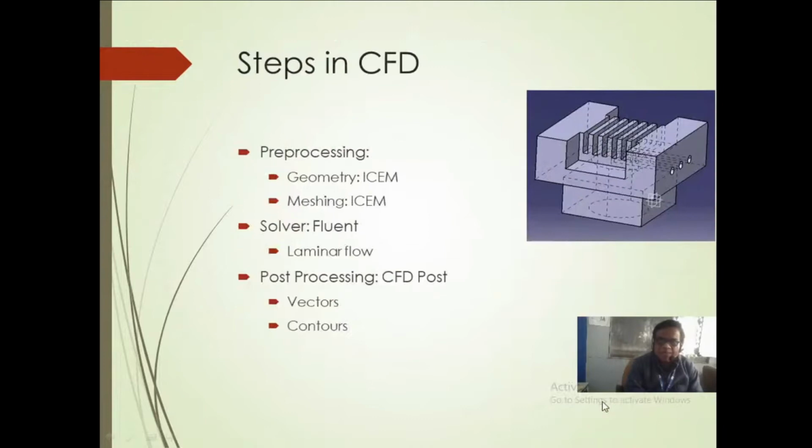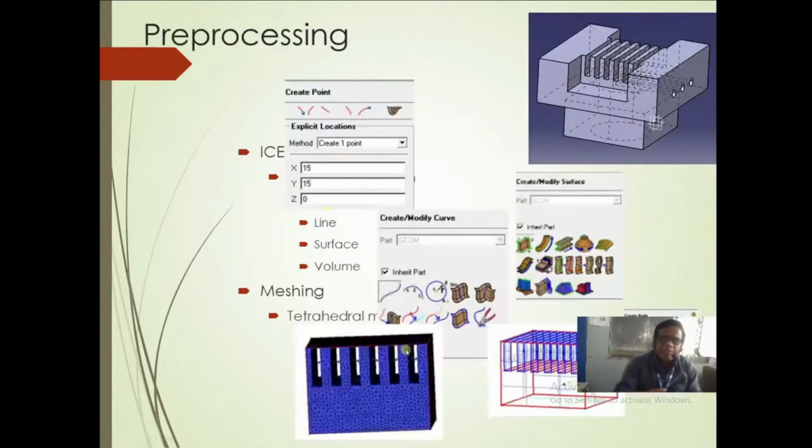Let's see. Again we need to carry out these 3 steps: pre-processing, geometry, meshing. So why am I repeating? Because once you finish this lecture, at least you should know that in CFD there are 3 steps: pre-processing, solver, post-processing. Pre-processing, solver, post-processing, so that it will be very useful.